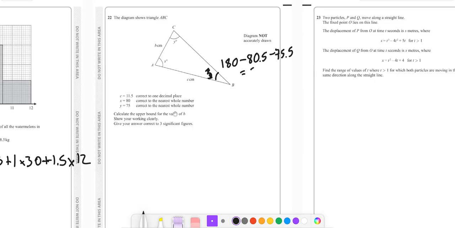So it could be that, or it could be 180 minus 79.5 minus 74.5. So this will be the largest it could be, 26. So that has got to be between 24 and 26.